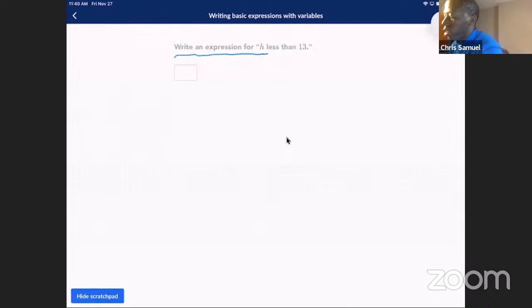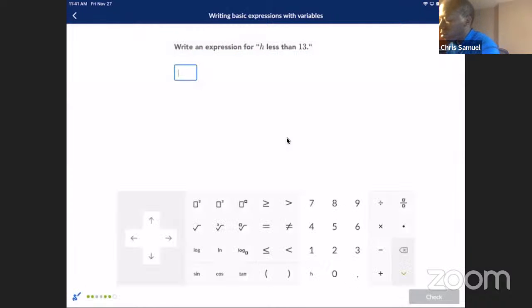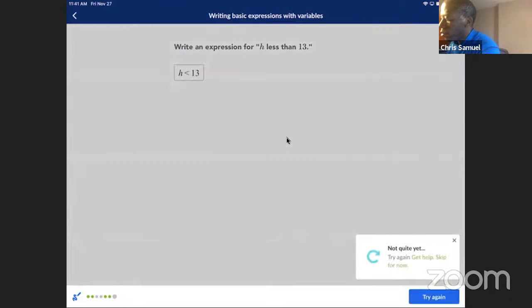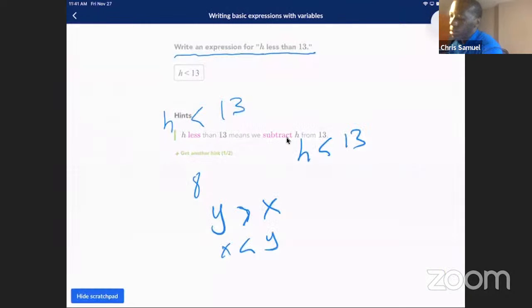We have another expression. Write an expression for h less than 13. All right, h is less than 13. This is why I want to write that. If y is greater than x, if x is less than y, if h is less than 13. I really feel like that sticks with me. Oh my god. So it's 'h less than 13' means h is subtracted from 13. Okay, so that's what that means.